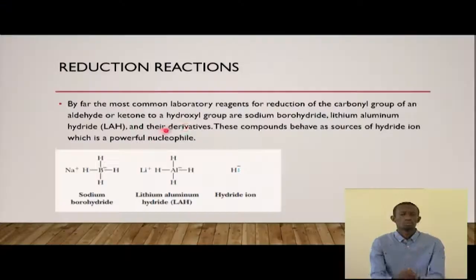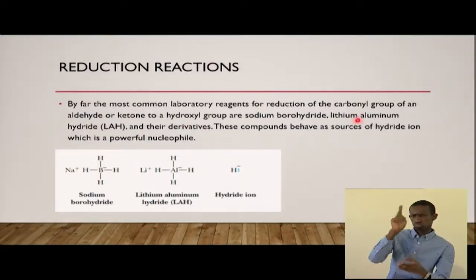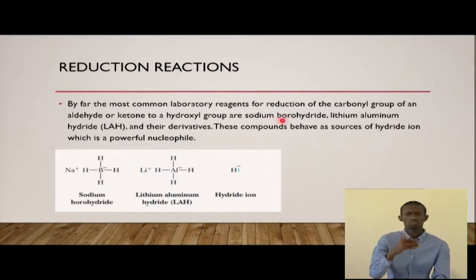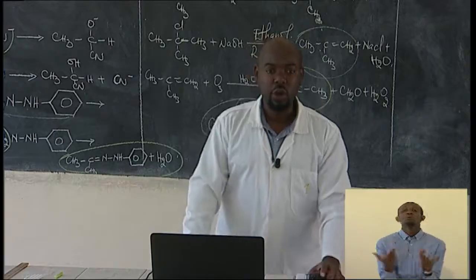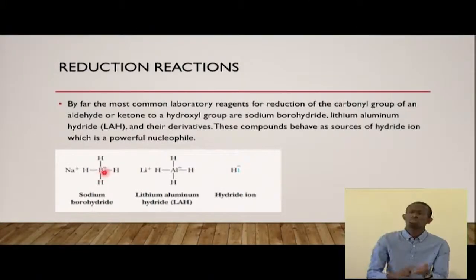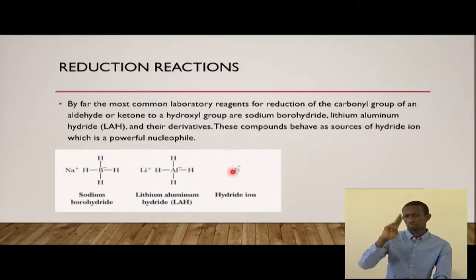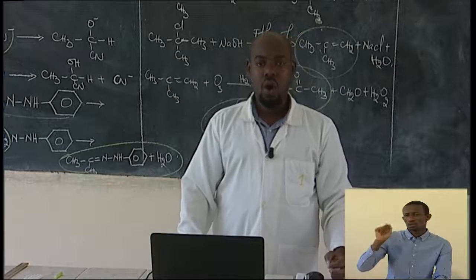So in these compounds, we use lithium aluminum hydride or sodium borohydride. These are the common reducing agents we use, because remember, these carbonyl substances undergo nucleophilic reactions. They are easily attacked by nucleophiles. So we can use these reducing agents because they provide a hydride ion, the nucleophile. So the hydride ion which is provided will reduce the carbonyl group to an OH group.